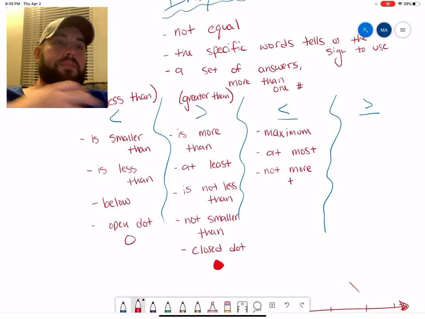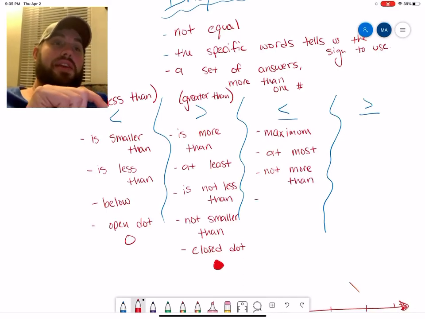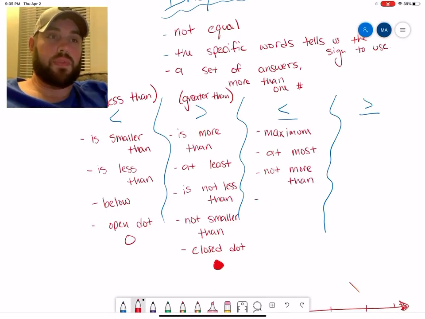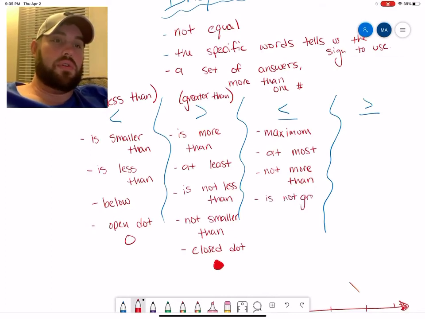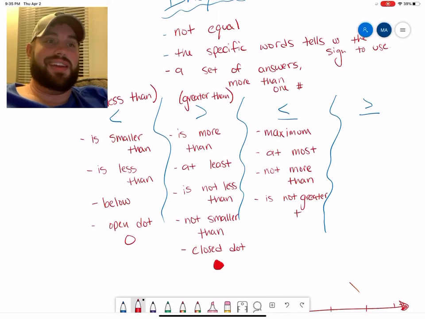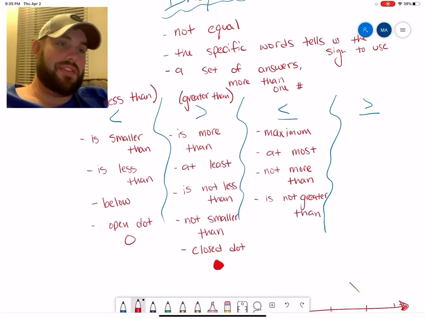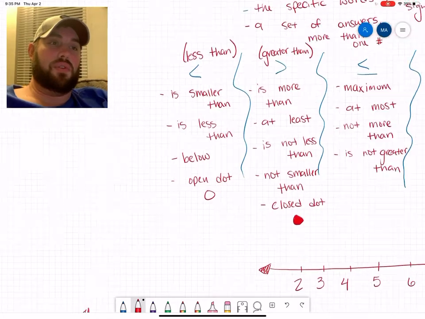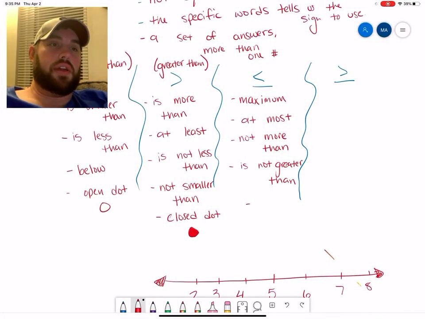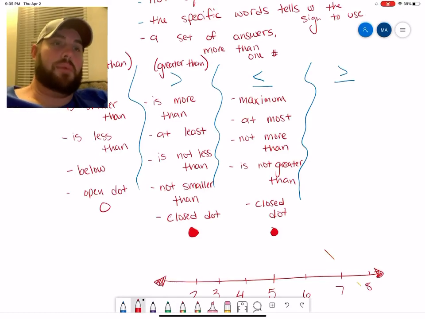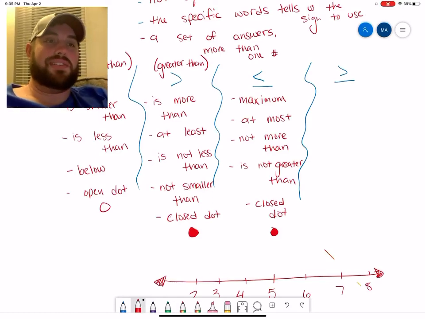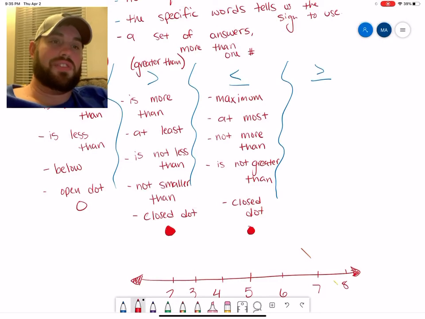Here are some words for less than or equal to: maximum of, at most, not more than, is not greater than 6. It means it's including that number. There's a glitch in the screen. That is a closed dot because if you look, I have half of an equal sign underneath my less than sign, which means it's including that number. The or equal to means it's including that number, so it's a closed dot.